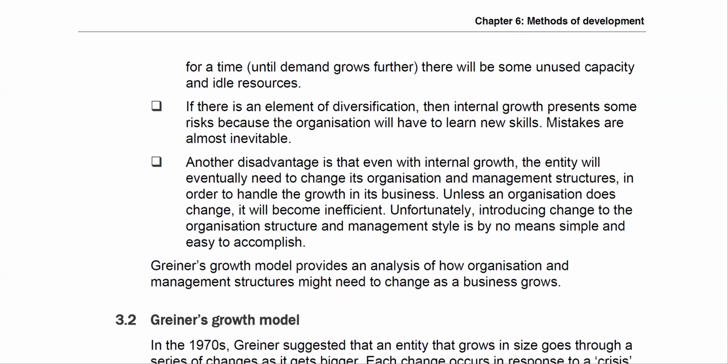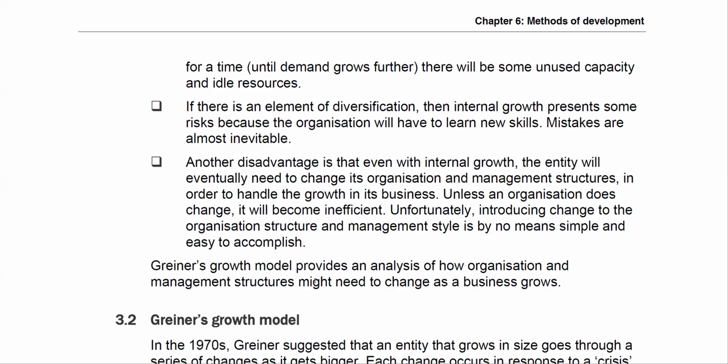Inevitable. Another disadvantage is that even with internal growth, the entity will eventually need to change its organization and management structures in order to handle the growth in its business. So unless an organization changes, it will become inefficient. Unfortunately, introducing change to the organization structure and management style is by no means simple and easy to accomplish. People resist the change. There will be so many change blocks, right? So if you are growing with your own resources, there are some stages that you normally go through.